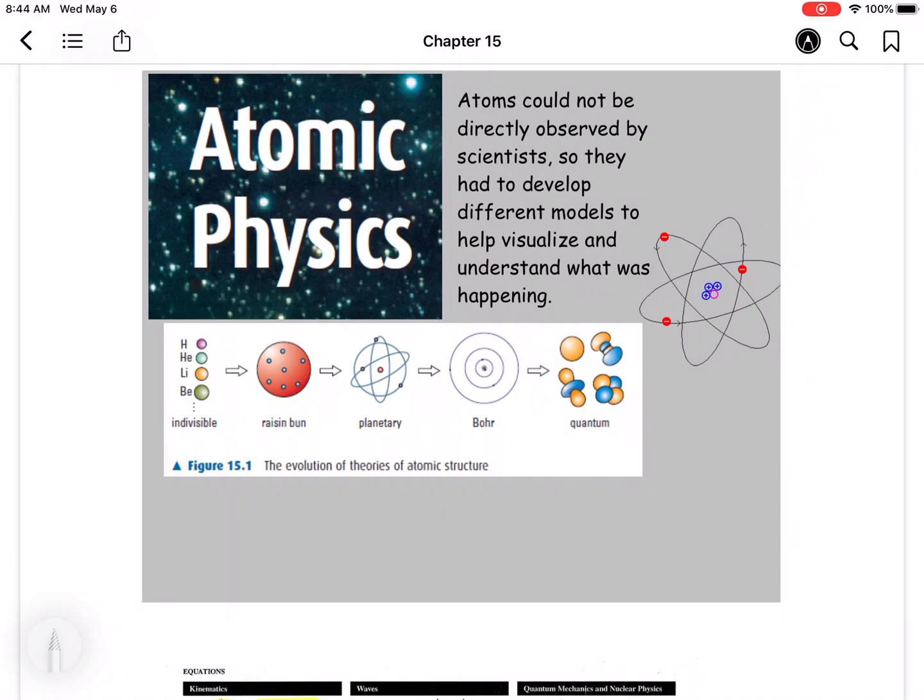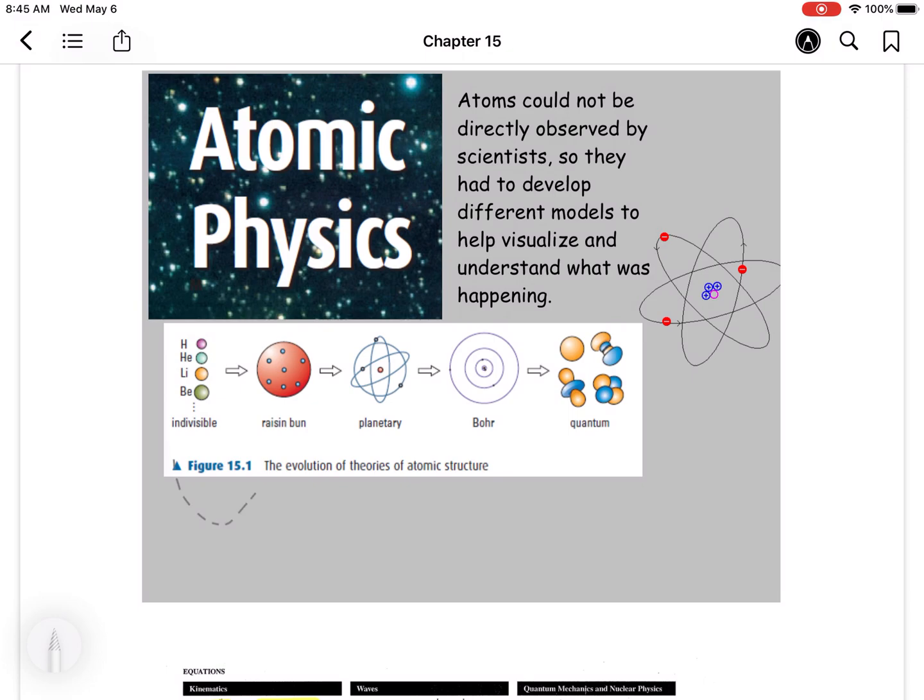Hello there, Physics 30. Welcome to Chapter 15, Atomic Physics. Atomic physics means we're dealing with atoms. What's important is that they could not be directly observed. They're too small, so scientists had to develop different models to help visualize what was happening.